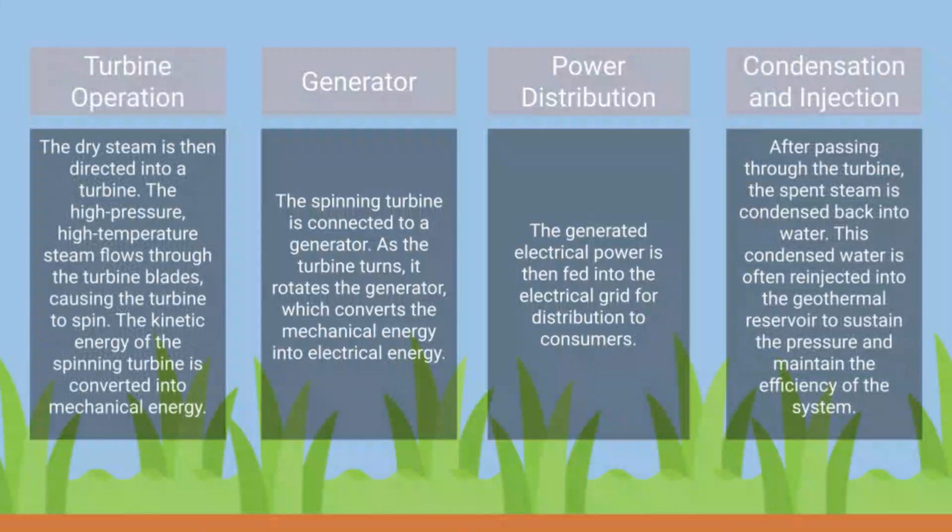Here at the turbine operation, the dry steam flows to the turbine at high pressure and high temperature, causing the turbine blades to spin. Here the kinetic energy of the dry steam is converted to mechanical energy.